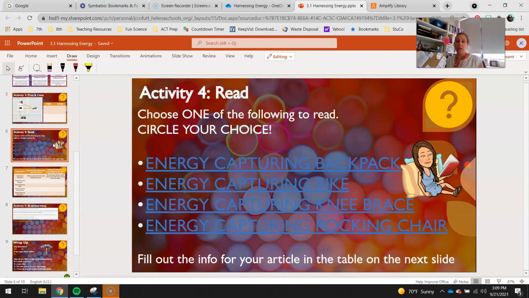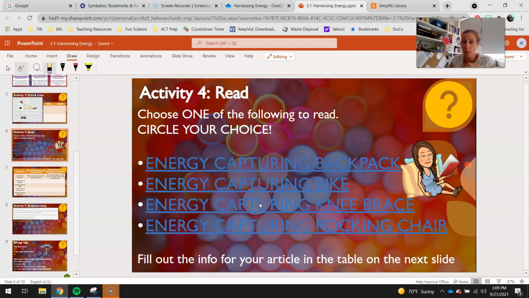And obviously, if you're doing this at home, you're only going to really fill out a portion of this. Next slide. So you are going to choose one of the following to read. Make sure you circle your choice to let me know which one you had. So there's either energy capturing backpack, energy capturing bike, energy capturing knee brace, and energy capturing rocking chair. Okay, so you are going to choose one of those to read.